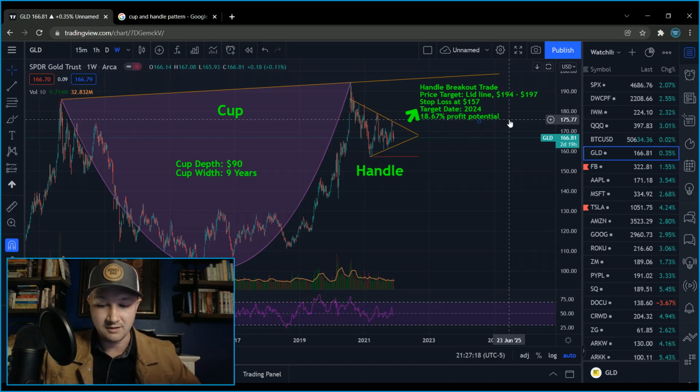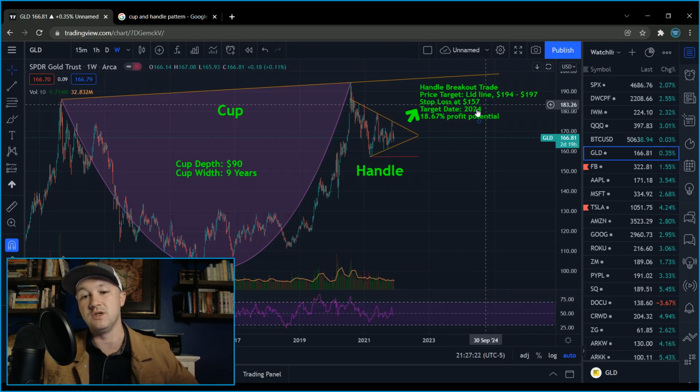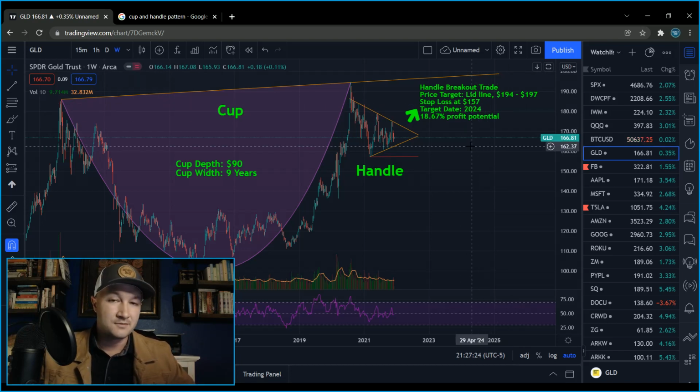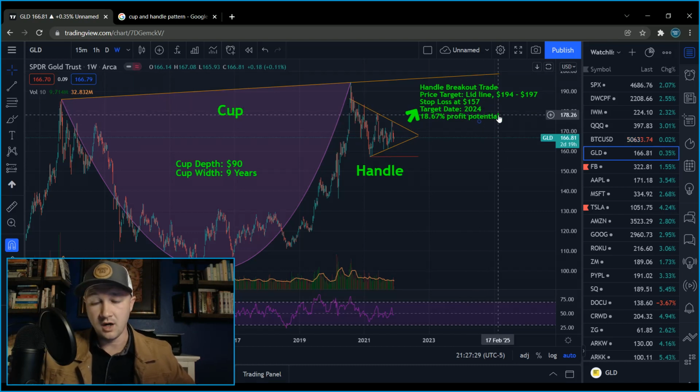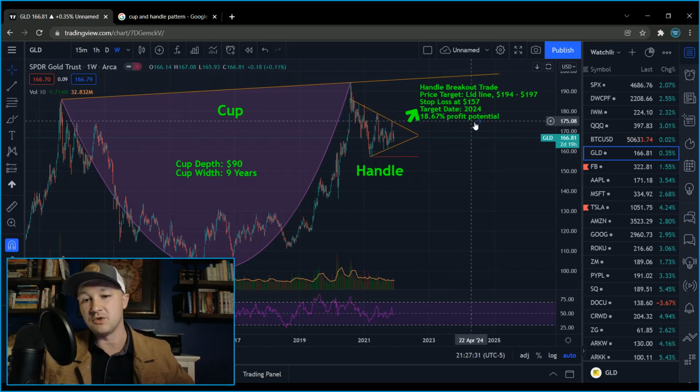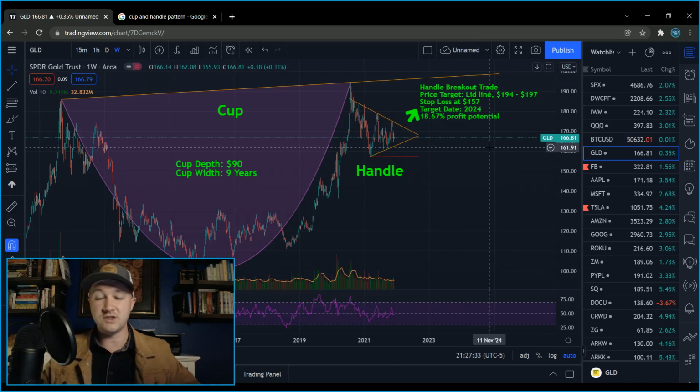And I do have a target date of 2024, which is a super long time from now, right? We're talking about like, well, I guess 2022 is right around the corner, so it could be as short as 2 years. That said, it might not take that long. Might not take that long at all. But we're talking about 18% profit here over the next 2 years, which doesn't sound like much.